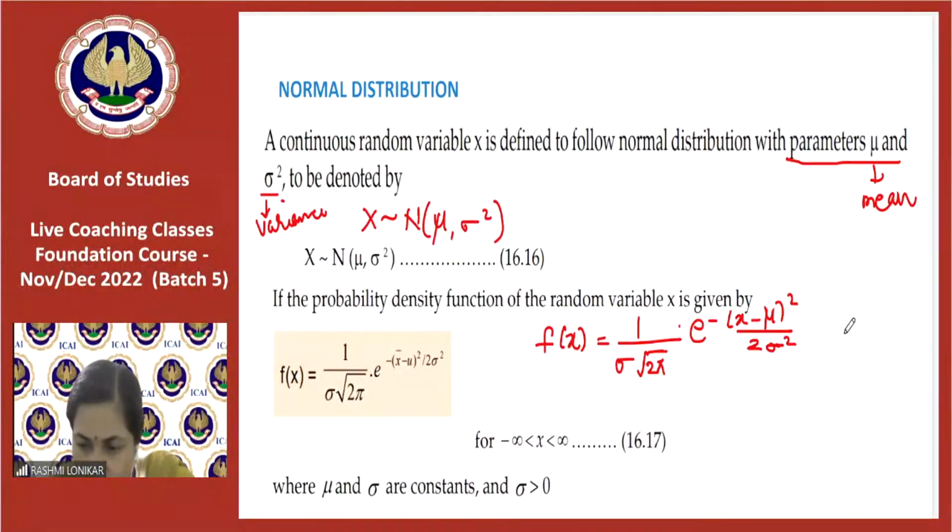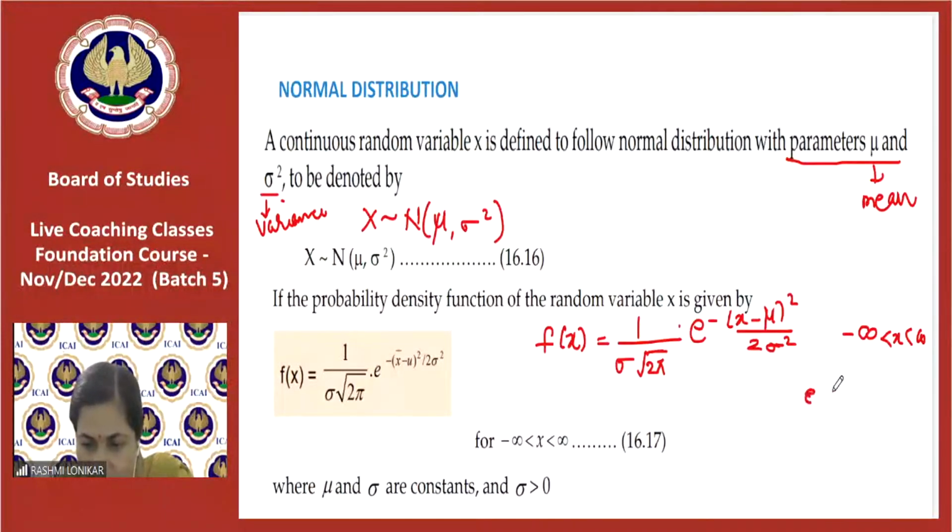And what will be the value of x? X will go from minus infinity to plus infinity. Can you see the difference now? From minus infinity to plus infinity for the continuous variable. So the probability density function f of x is given by 1 upon sigma square root of 2 pi e raised to minus x minus mu whole square upon 2 sigma square.